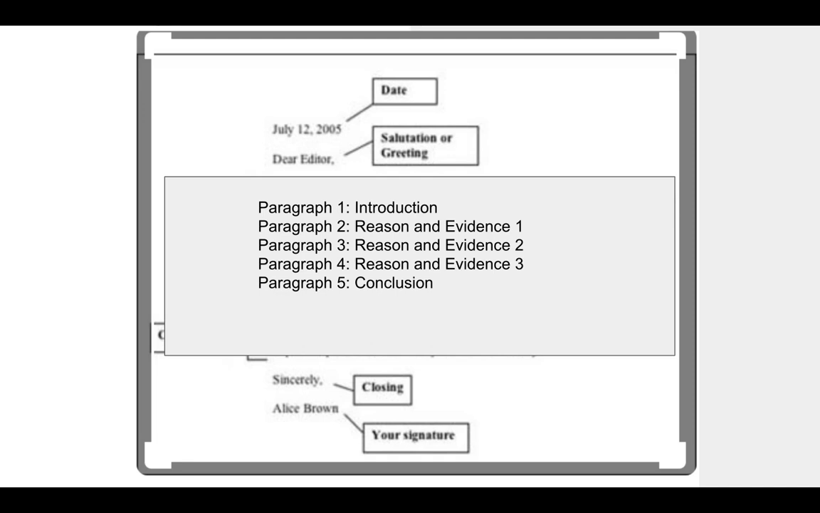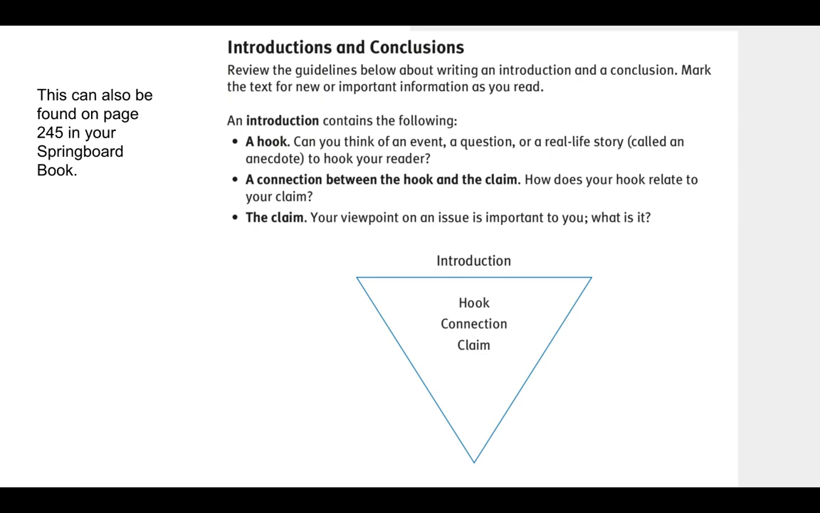And then your signature. I know it's kind of hard to sign something when you're actually typing it out, so typing your name will count just as much as your signature. So for today, we're looking specifically at the introduction, not the conclusion. We'll worry about conclusion after spring break. We're just looking at 1 paragraph today, that introduction.